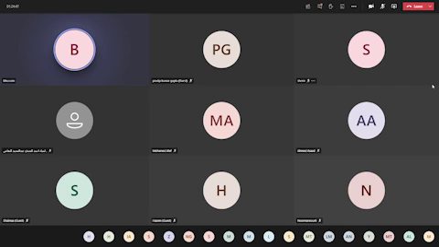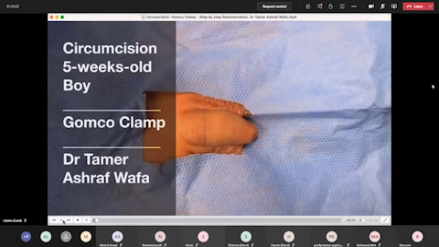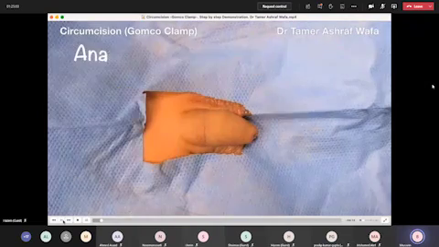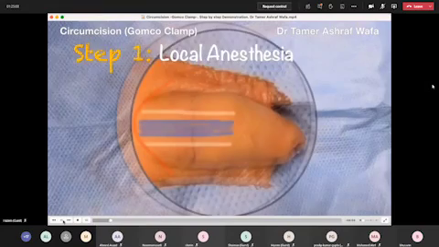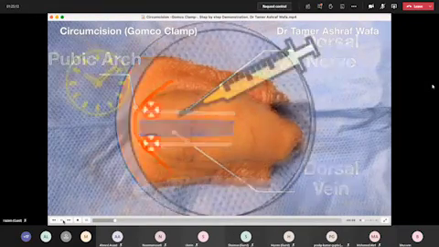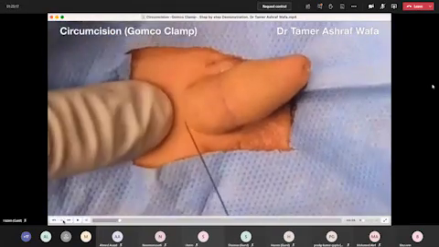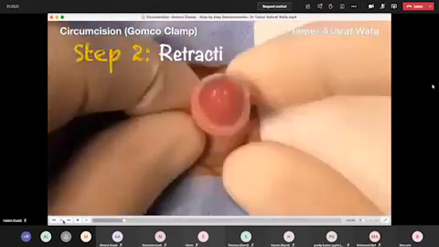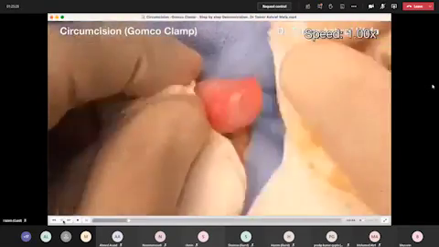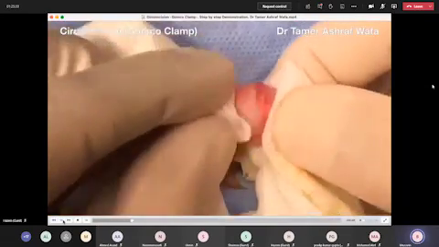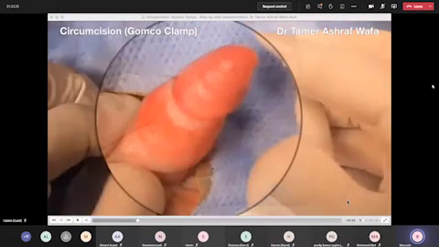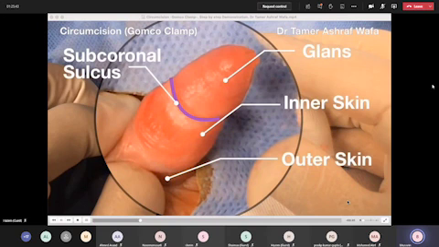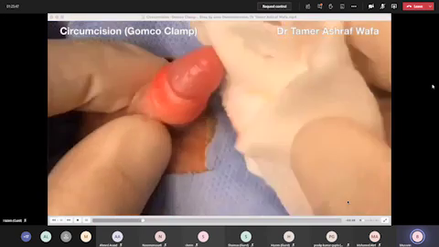Let's see the GOMCO clamp. The GOMCO clamp is a device that is specifically designed for this. Retracting the penile shaft and observing the sulcus, the glandular ridge in the coronal sulcus, you can see the mucous membrane side, the red part of the mucous glans, the inner skin, and the coronal sulcus.